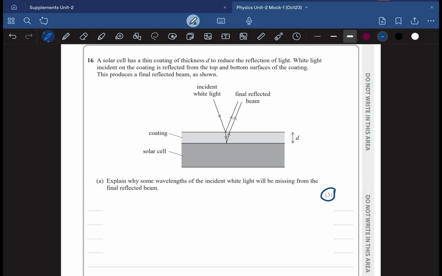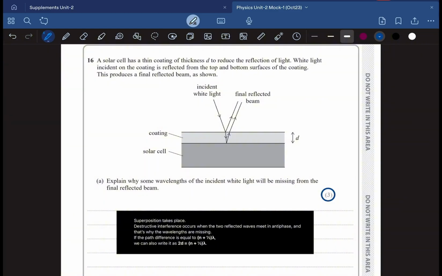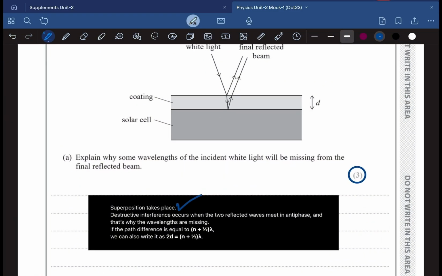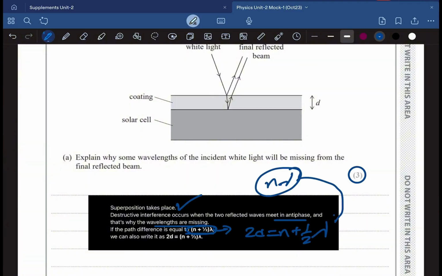And this is a 3 marks question, so you will have to give 3 points for this. The first point will be superposition takes place. The second point will be the destructive interference takes place when two reflected waves meet in antiphase, and that's why the wavelengths are missing. And the third mark will be for saying this n plus half lambda part. We know in destructive interference the path difference 2d is equal to (n plus half) lambda, whereas in constructive interference it is n lambda. So make sure to provide this important information in the answer.